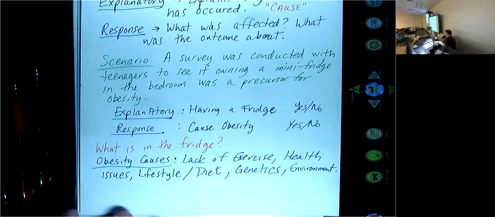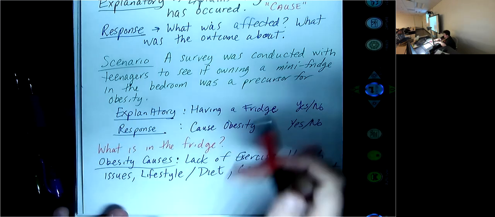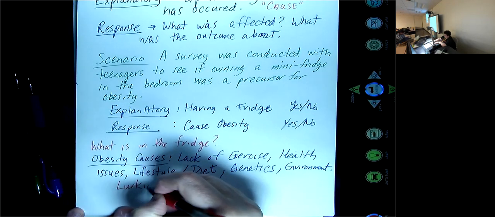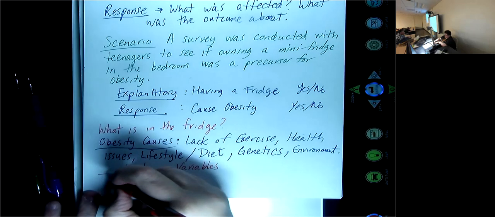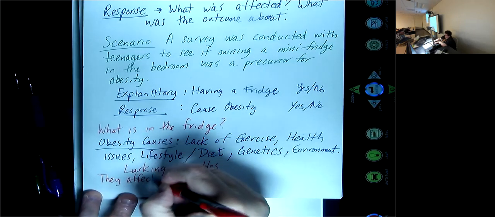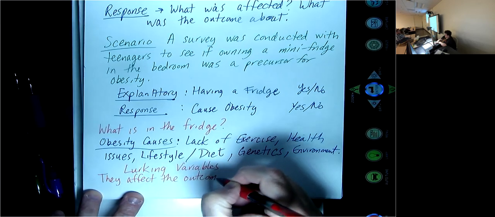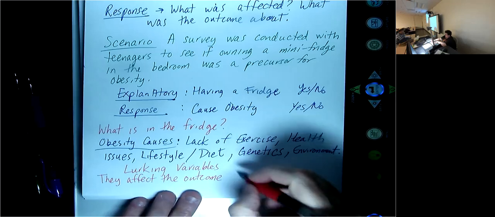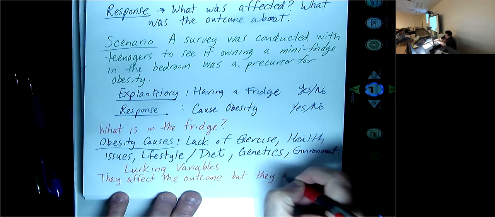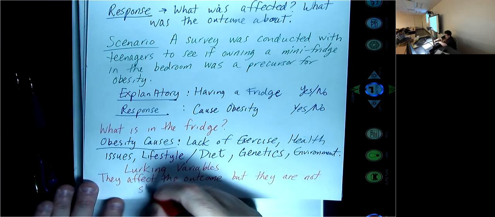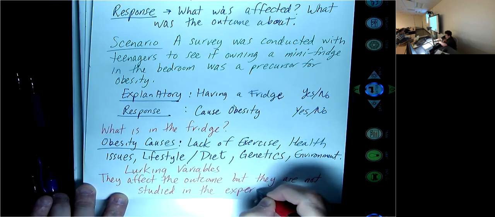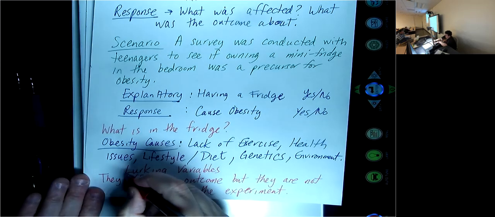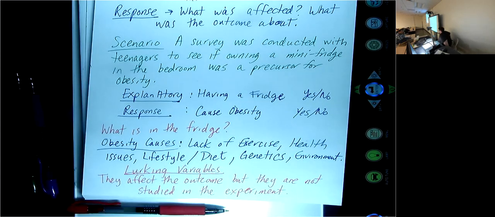Things like that. So what these things here are called, these are called lurking variables. They affect the outcome, whether someone's obese or not, but they are not studied in the experiment. Lurking variables. They're lurking. They're hiding. They're doing things behind the scenes.